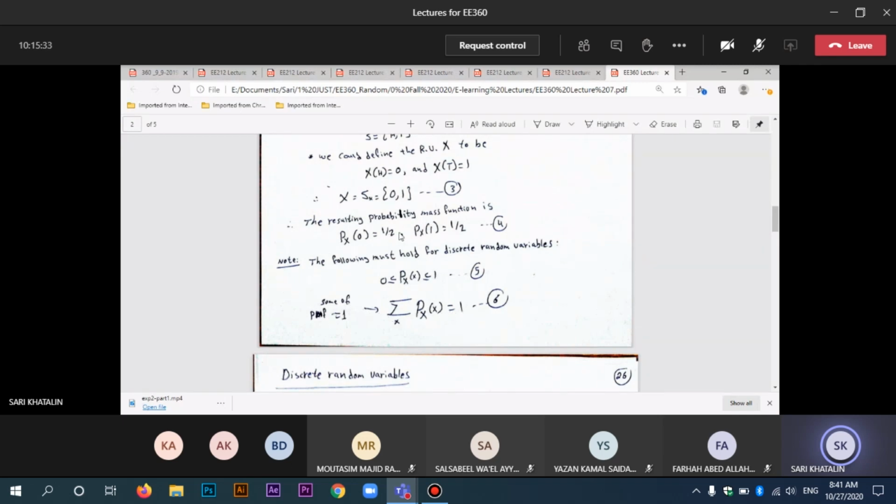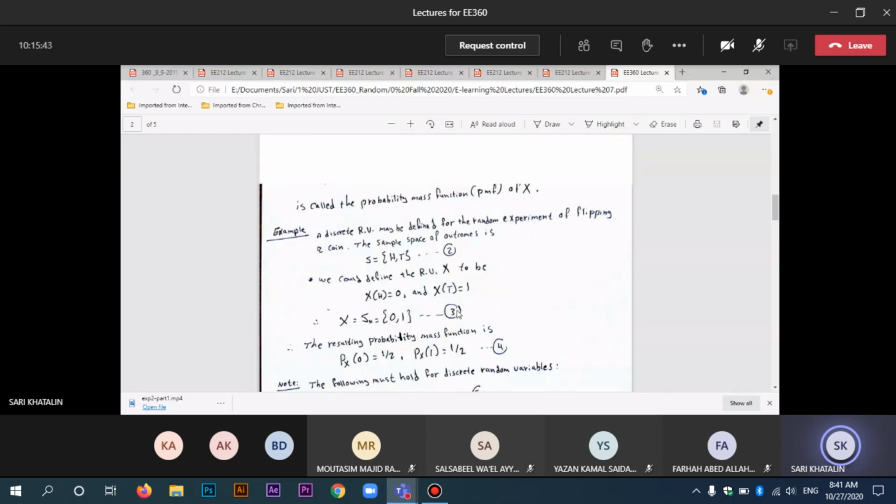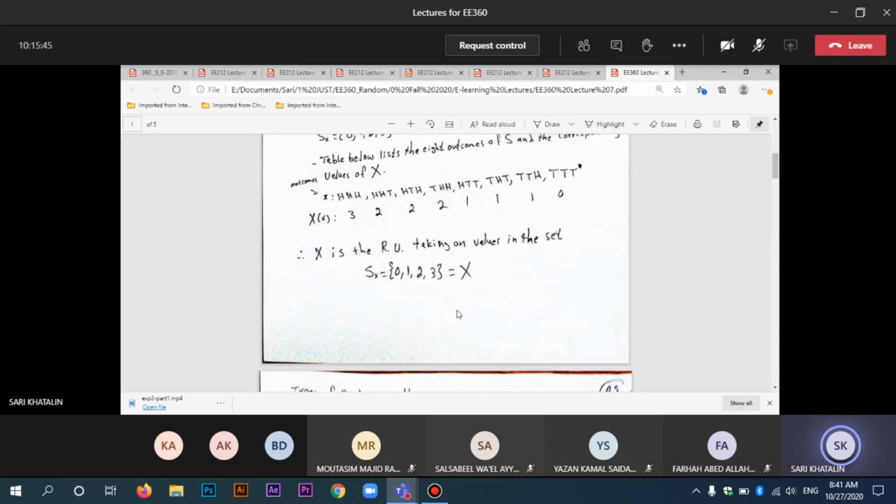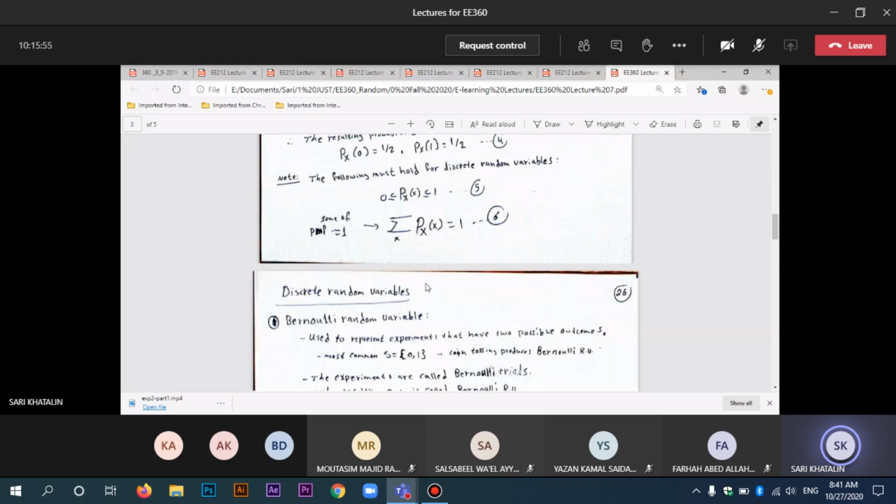So, for example, if you go here to equation 4, if you add up the PMF for 0 and 1, it would have to be equal to 1. Now, if you go back to the first example here, we have 0, 1, 2, 3, and we have a PMF for each one of them. So you add them all together, and they would have to be equal to 1. Otherwise, it's not valid.